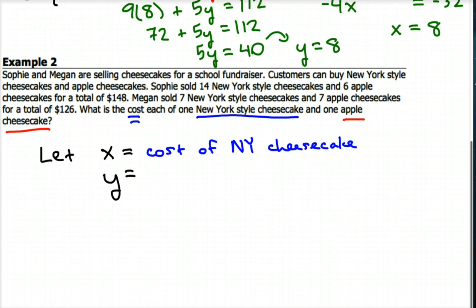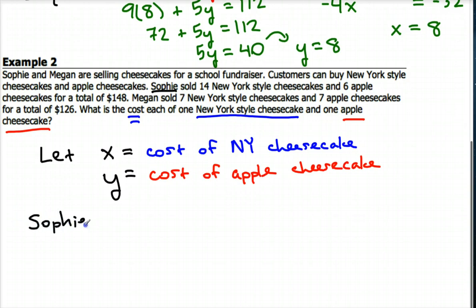And y can represent the cost of one of my apple cheesecakes. And so in this case, I'm given information about what Sophie sold and what Megan sold. So I'll start out by writing an equation that involves what Sophie sold. Okay, so this is going to be the equation for Sophie.